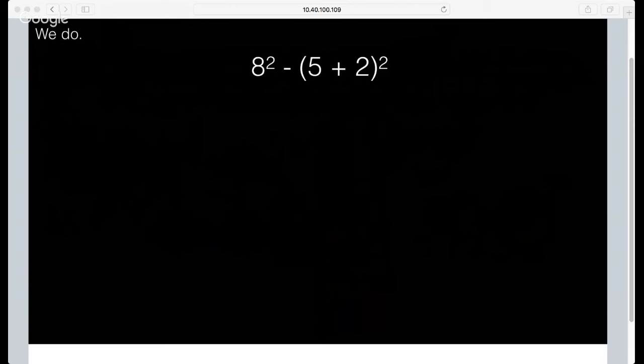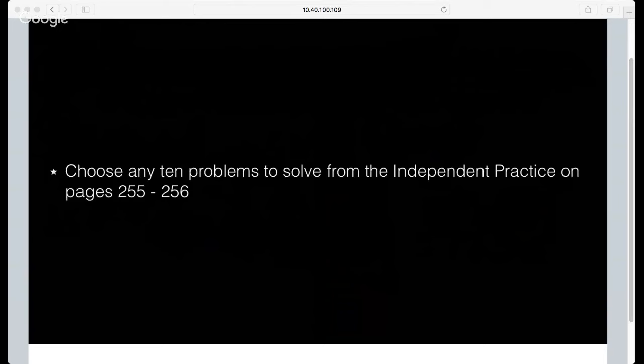All right, I said I'd only do one more problem. I hope that you guys have seen enough examples. I want you to do the same thing as what I asked for lesson 9.2, and that is choose any 10 problems from the independent practice, which is found on pages 255 and 256. Again, I apologize for that dropout in the middle of the recording, but these were 2 short lessons that I feel like you guys can get easily.